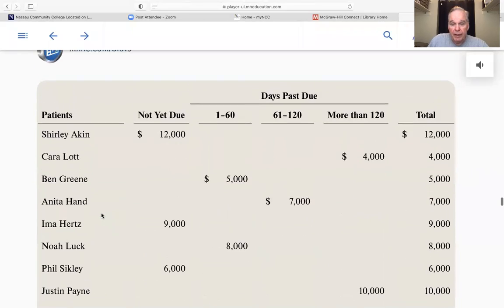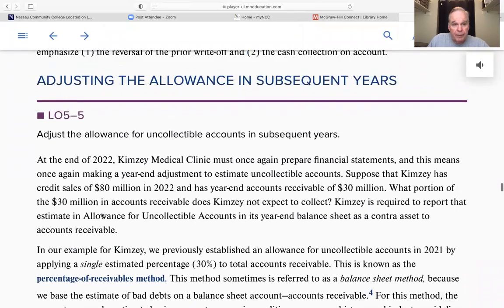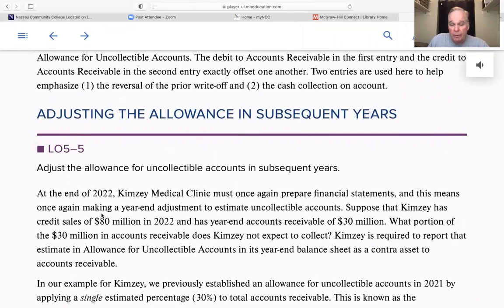Okay. Now notice here what they call this: adjusting the allowance account in subsequent years. Go back to the original example. We estimated that $6 million wouldn't be collected, right? If you go back to the beginning of this section, it was $20 million times 30% is $6 million. Our best estimate at that time was $6 million.